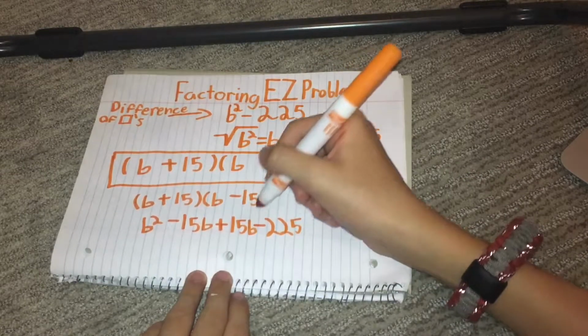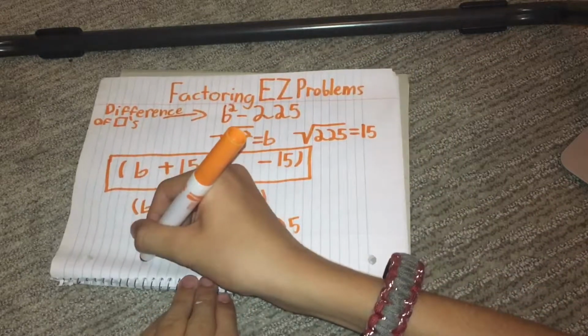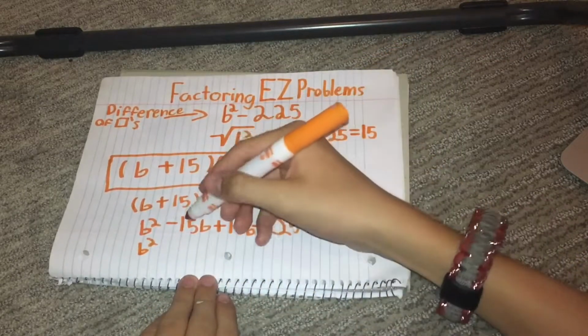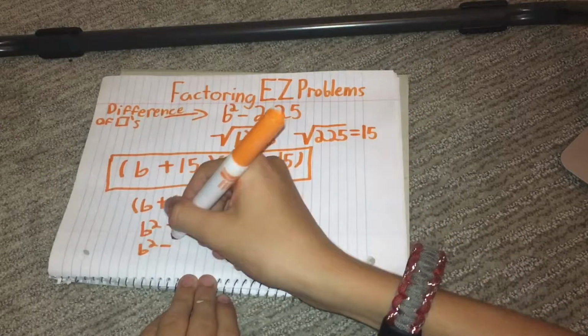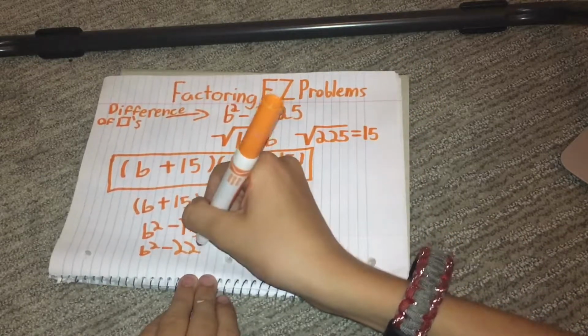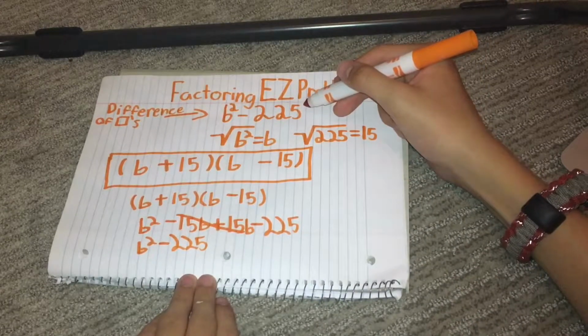Sorry, I forgot to put the b. Okay. b squared, these cancel out, minus 225. And that's what we started with. That means we factored it properly.